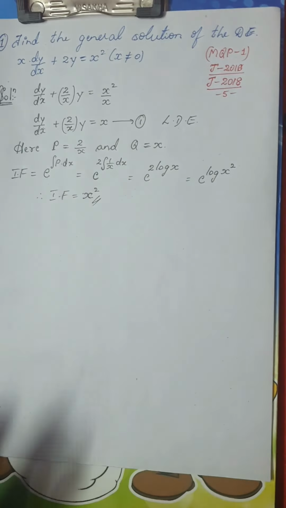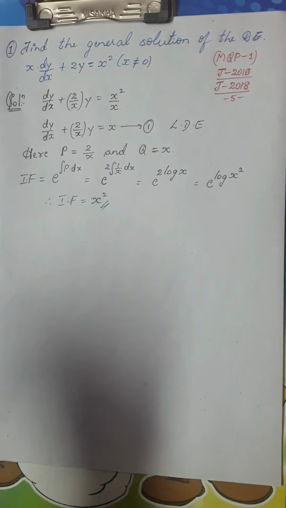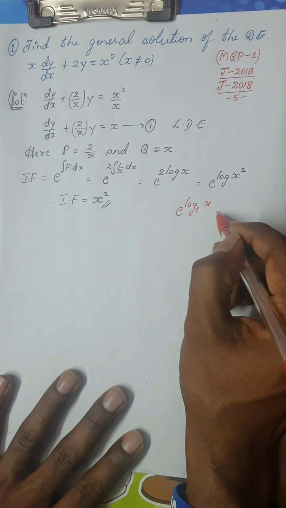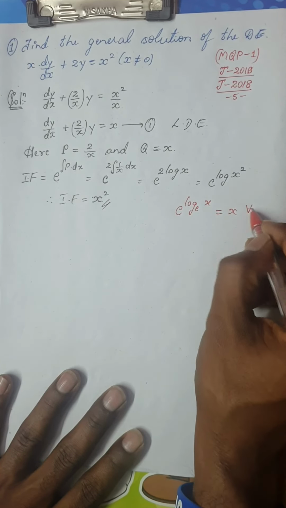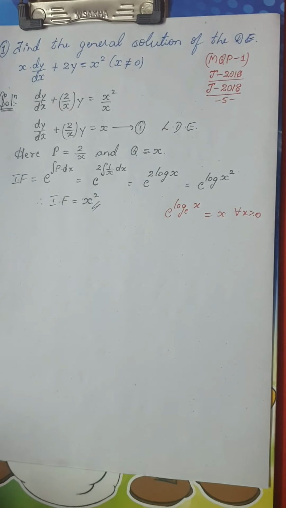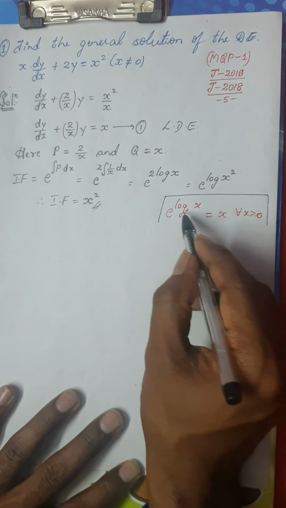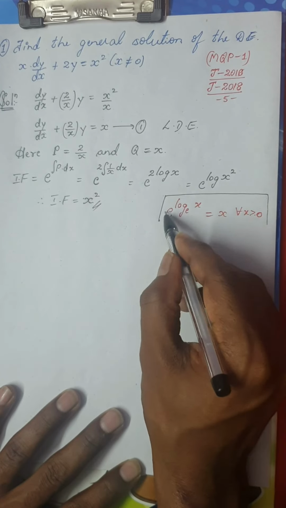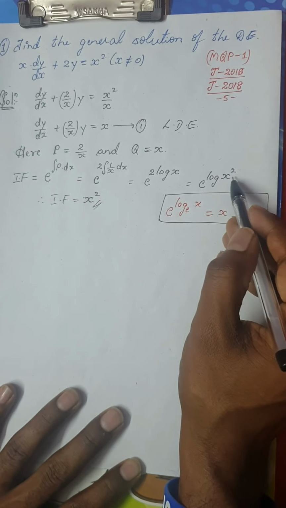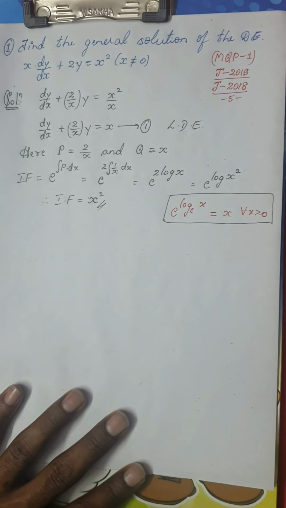Can you tell me why I wrote e power of log of x square as x square? I think you know the standard result, e power of log of x to the base e would always be x for all x greater than 0. This is the condition I am using here, which we have already seen in the differentiation case. Whenever the base of the log is same as this base, this entire part would be nullified. You would just get the function whatever you have. Here we have x square, so it will reduce to x square. Is it clear? Hope you don't have any confusions here.